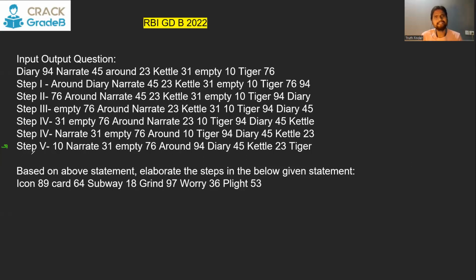But here, 10, 31, 76, 94, 45, 23. The numbers are not in any order. Ascending, descending doesn't make sense. The words also, narrate, empty, around, diary, kettle, tiger. They are not getting arranged in either dictionary order or the size of the word. Nothing is actually working, or you cannot find a direct pattern in what order you should proceed.